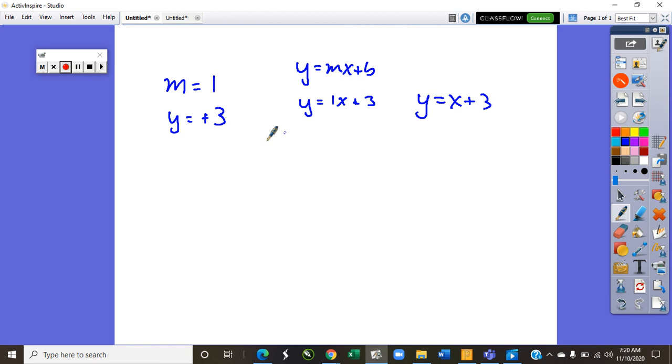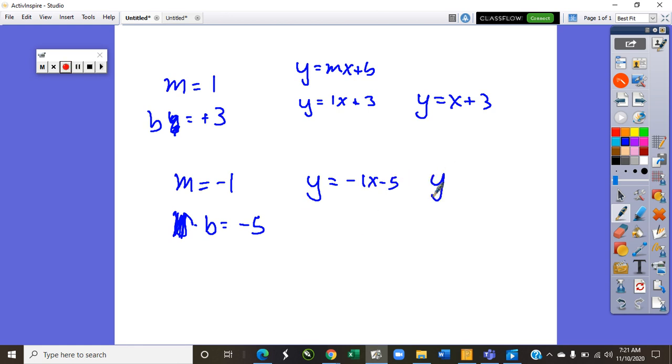And if this was a negative, I'm sorry, I wrote y. I should have written a b here. This would look like this. Y equals, we can write negative 1x minus 5, or we could have just done what? Y equals negative x minus 5. Either one of these would be acceptable. Does that make sense, guys? I think that that's pretty much it.